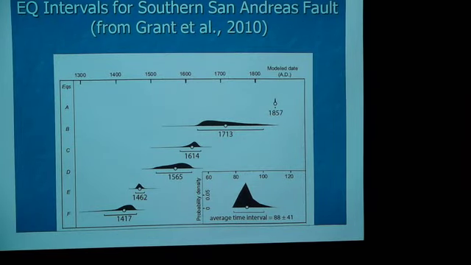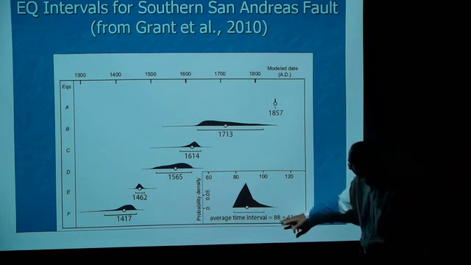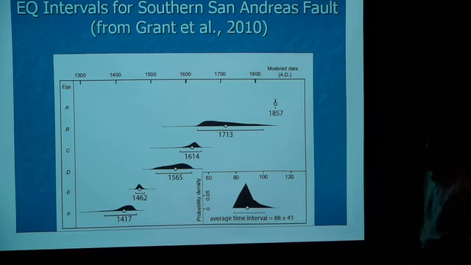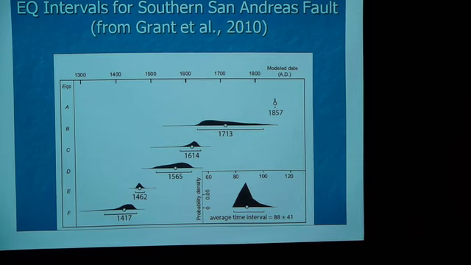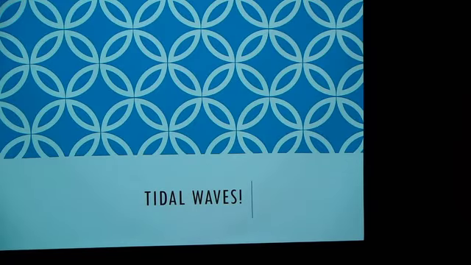Earthquake intervals for southern San Andreas Fault. This is from Lisa Grant again, 2010, showing this. She's got an 88-year recurrence interval, plus or minus, in this case, 41 years, based on her studies. All right, that was a little thing on paleoseismicity.